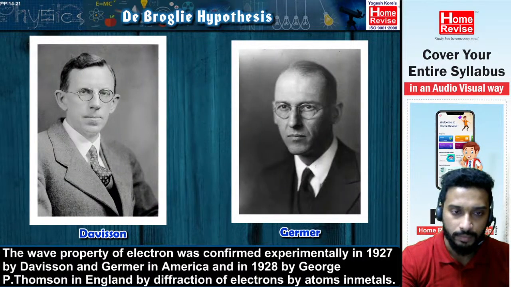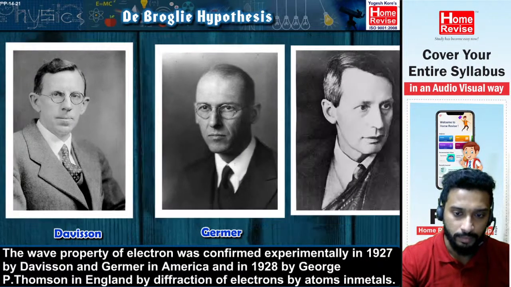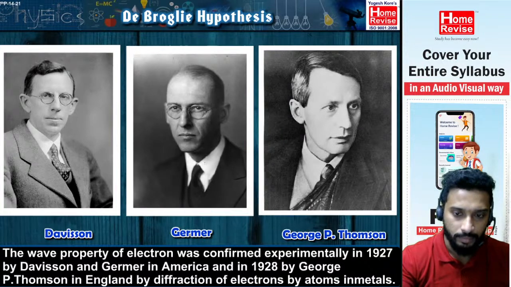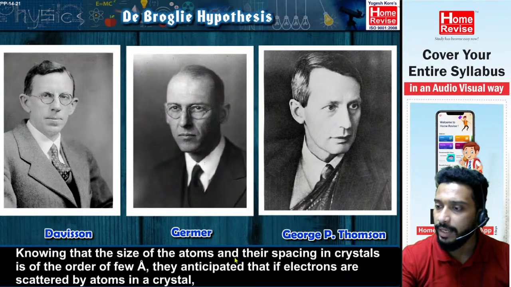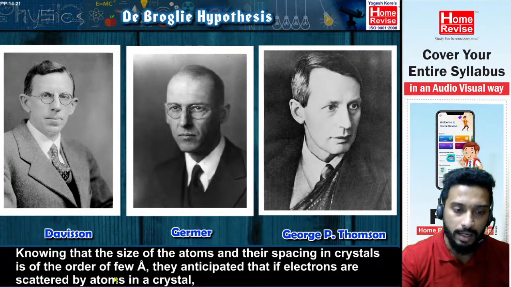The wave property of electron was confirmed experimentally in 1927 by Davisson and Germer in America and in 1928 by George P. Thomson in England by diffraction of electrons by atoms in metals. Okay, so wave property was already explained by these three scientists. These two in America, and this guy in England.